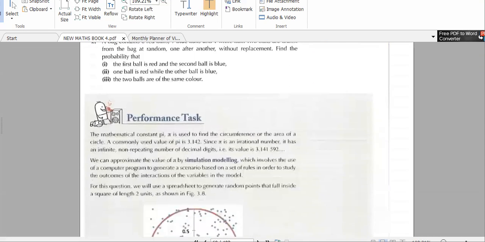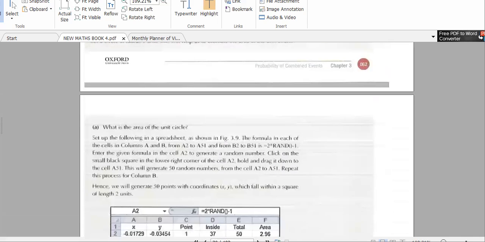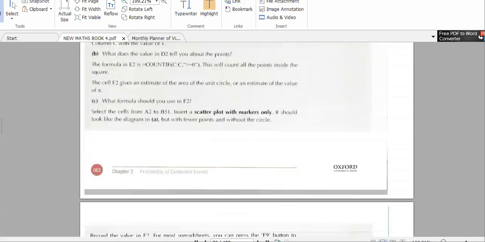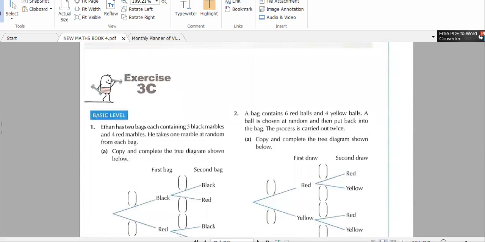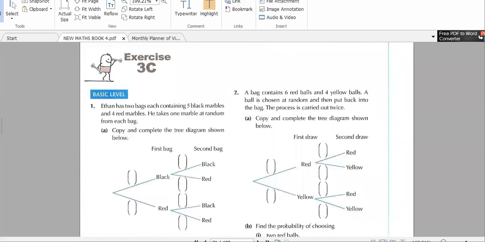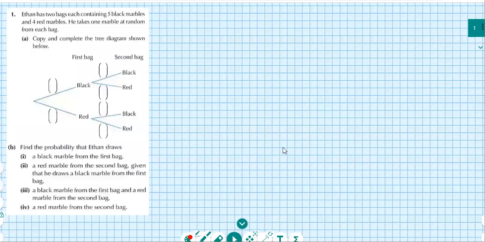So we will apply these concepts on exercise 3C of the D-4 book. So question number 1.